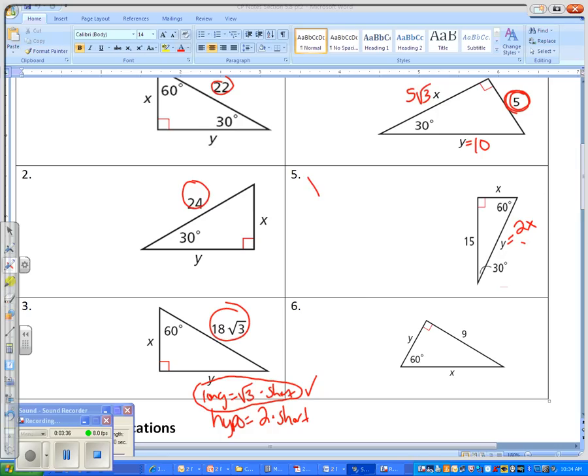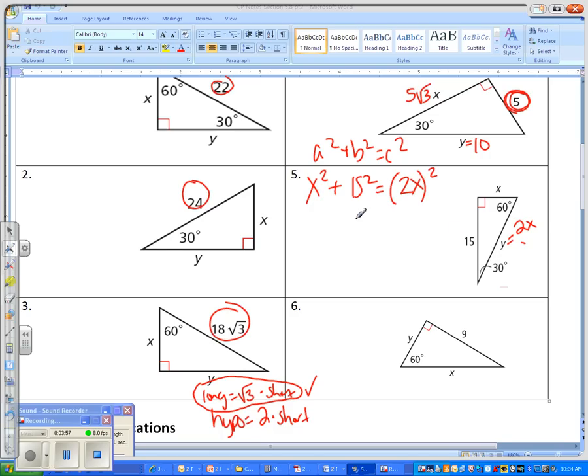Okay, so now that we can use Pythagorean theorem, since we have only one variable, I'm going to take a squared plus b squared equals c squared. And I know one side is x, one side is 15, and I know that the hypotenuse, instead of it being y, I'm going to say that it's 2x. And now I solve from there.